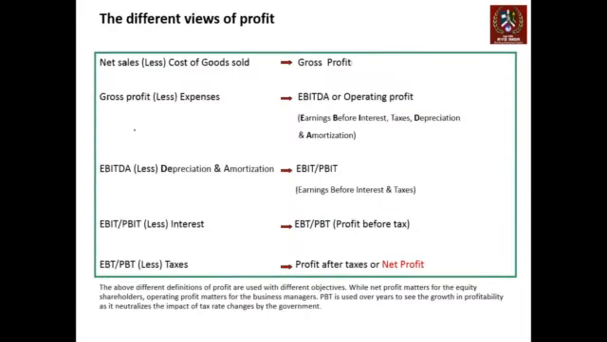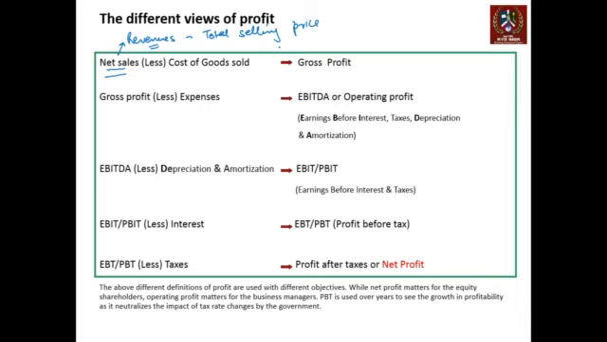Now let's look at various views of profits that are available. Net sales are the revenues that you have earned. So essentially, sales are also known as revenues. This is what you earn by selling. This is the market price that you have earned, right? So this is the total selling price. This does not include the cost.